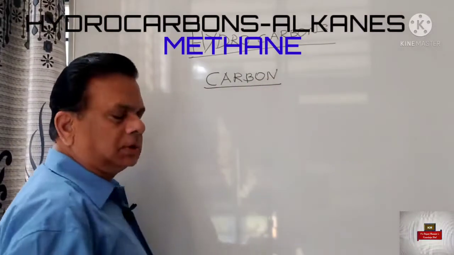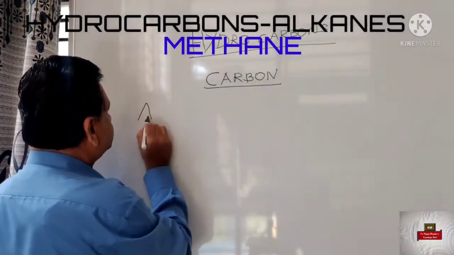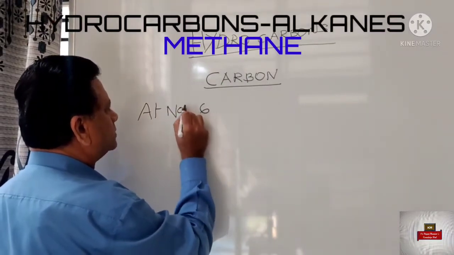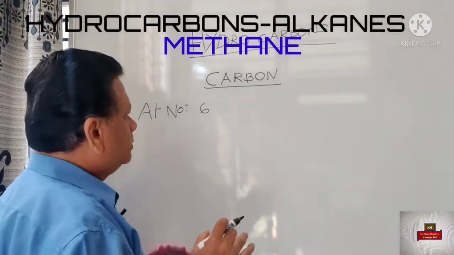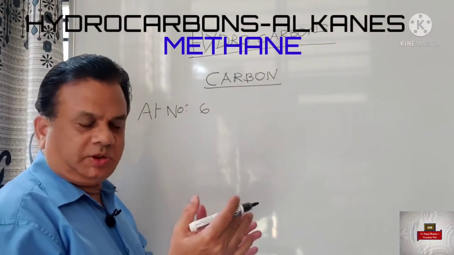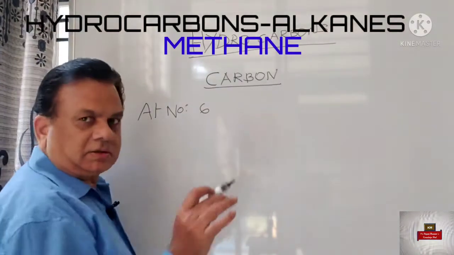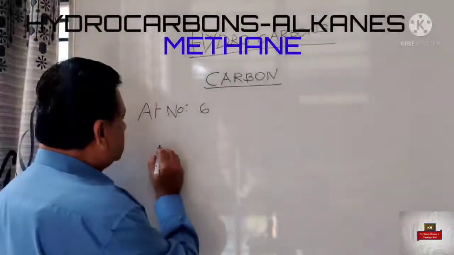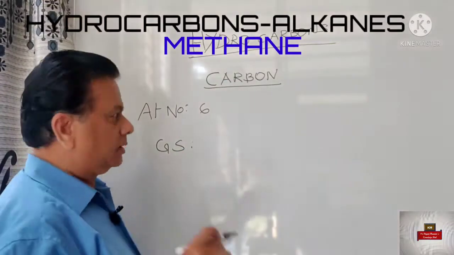Next, we will discuss carbon a little bit. What is the atomic number of carbon? The atomic number of carbon is 6. So we will see how its electrons are distributed in the orbitals. Atomic number 6 means it has 6 electrons. Now let us take the ground state of carbon.